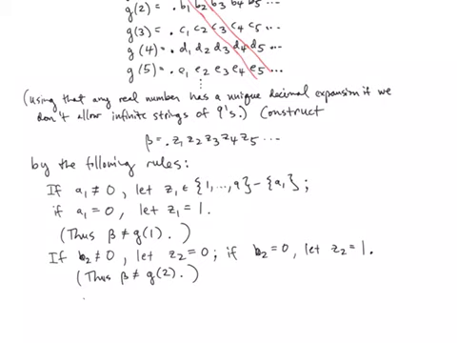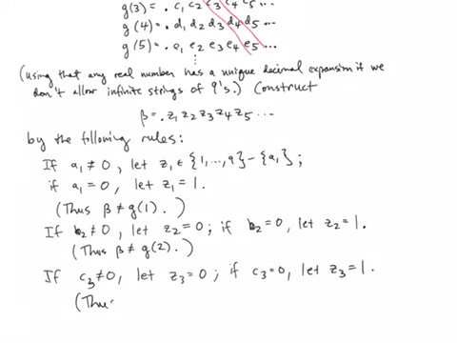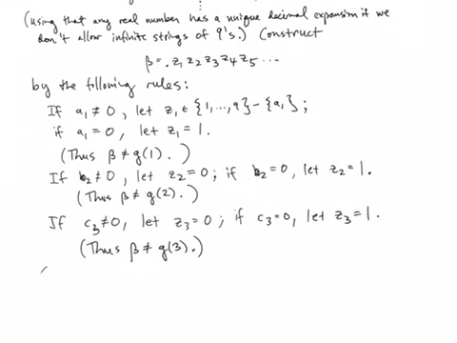So the next step would be if C3 is not equal to 0, you let Z3 equal 0. If C3 does equal 0, you let Z3 be equal to 1. So thus beta doesn't equal G of 3. Okay, and so you just continue in this way.